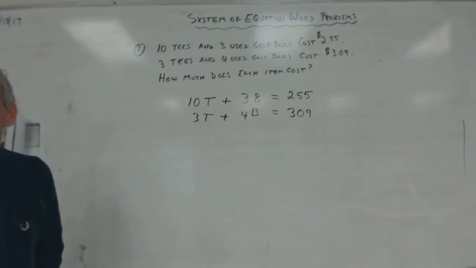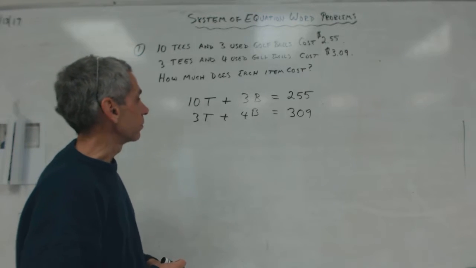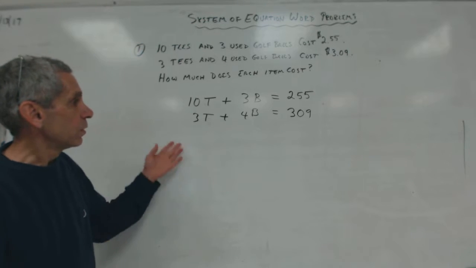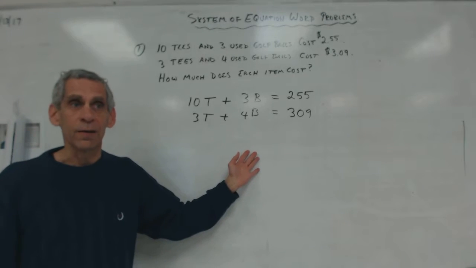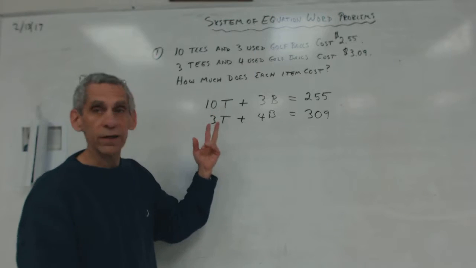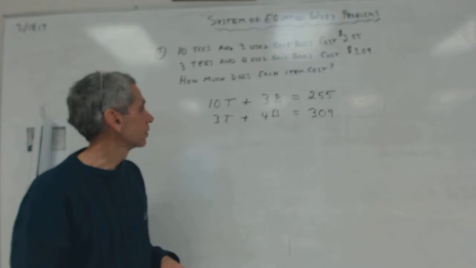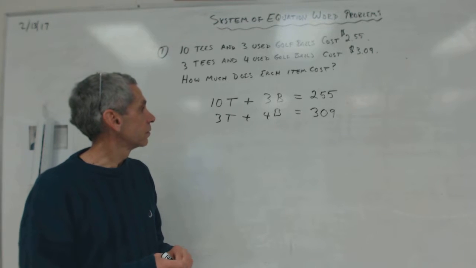Wait, are we doing elimination right here? That's what I'm going to do. Does everybody understand how I set this up? I have 2 unknowns. I have a T and I have a B.